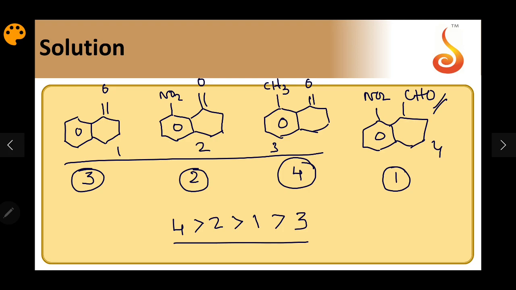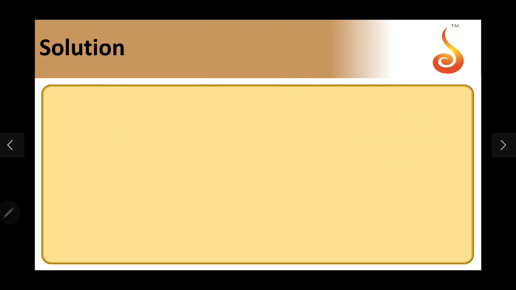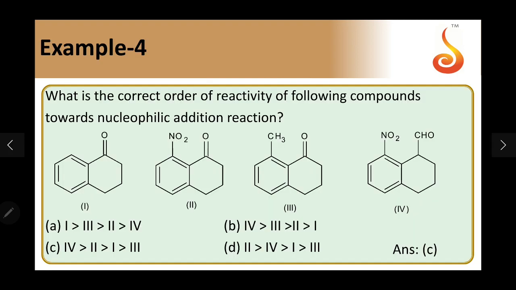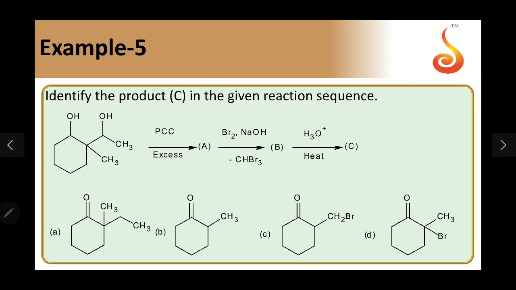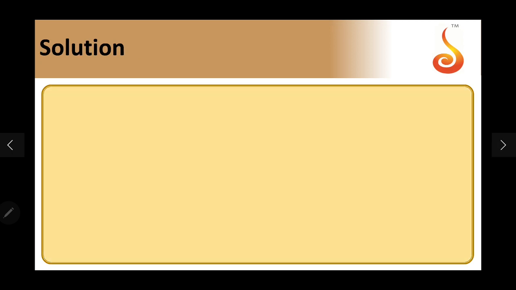So we'll go to the solution. The answer should be 4, 2, 1, 3. Option C. We'll go to the next question. Example 5. Again, identify the end product C in the given reaction sequence. So we have to go for the solution. We'll take the solution, then come back to options.